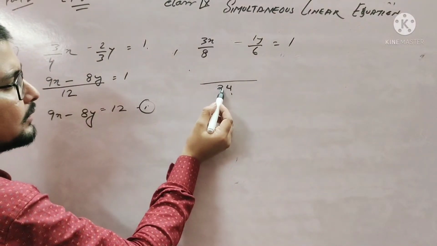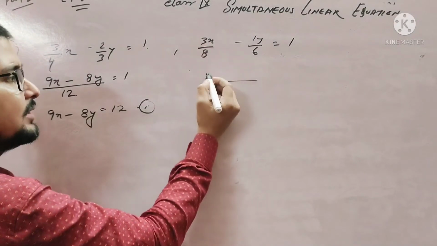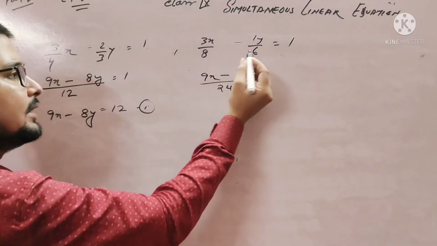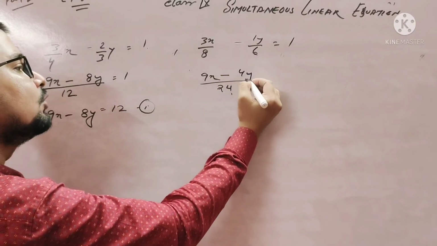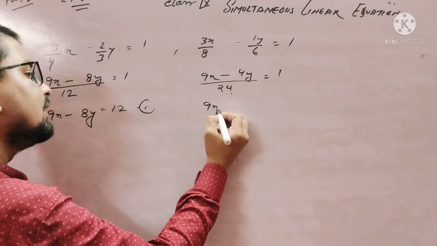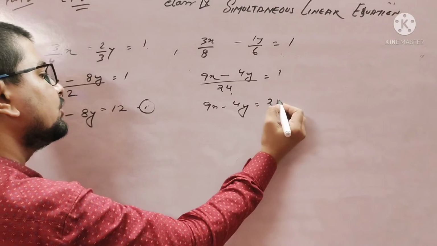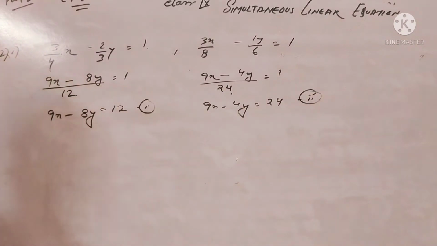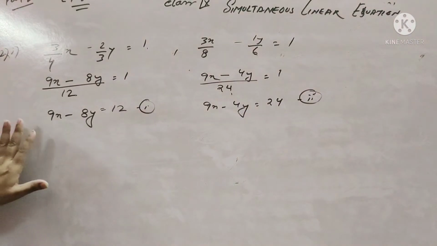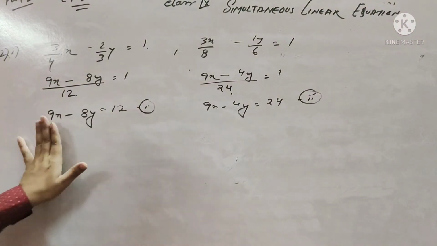Done. Okay, here the LCM of 8 and 6 is 24. So 24 divided by 8 is 3, and 3 3s are 9x, minus 24 divided by 6 is 4, and 4 1s are 4y, equals 1 into 24, that is 24. So 9x minus 4y equals 24, equation 2.